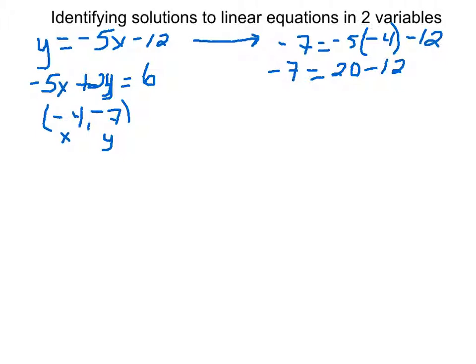Copy over the rest. Again, I like to take it in small steps so I don't goof it up. And then what is 20 take away 12? Well, that's 8. That's not close at all, so that does not work. It's not a solution for that.